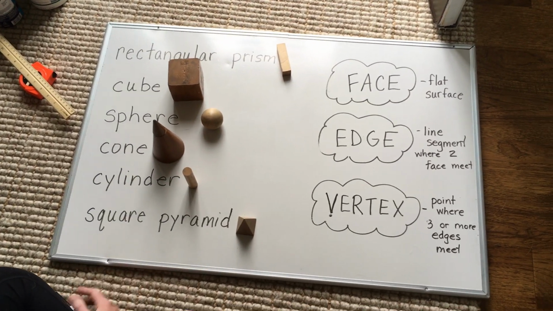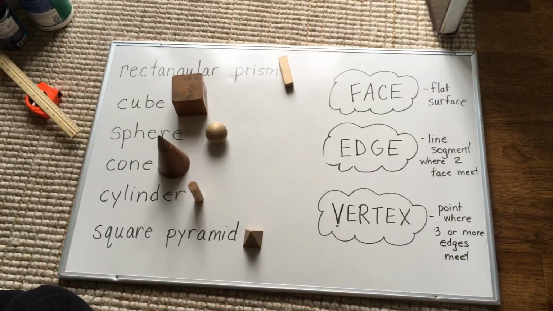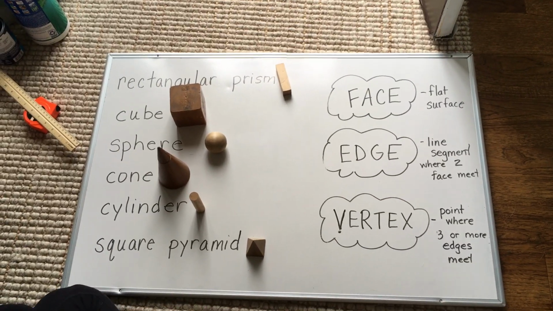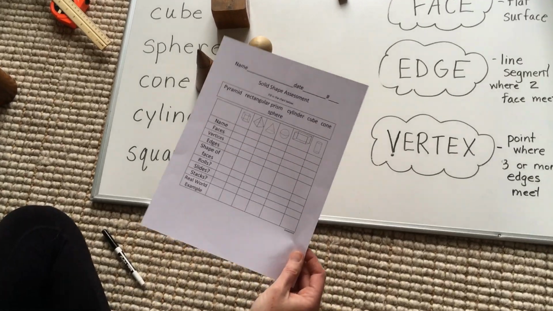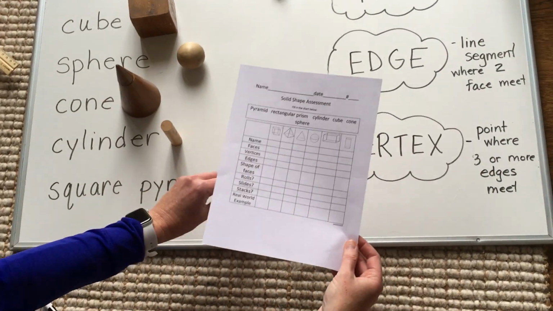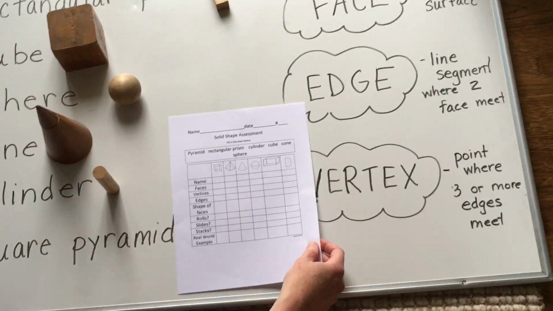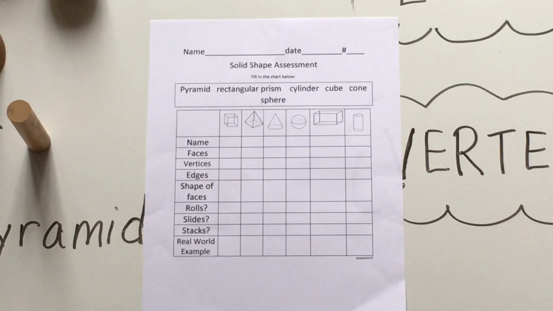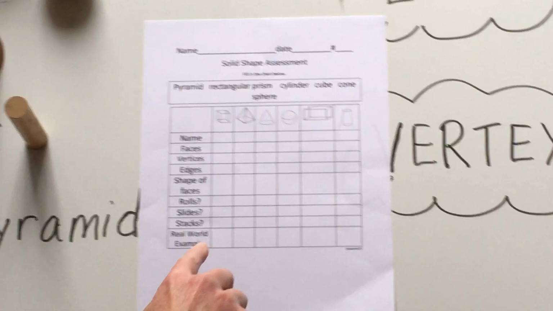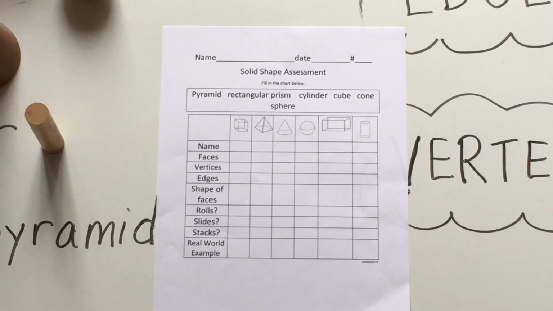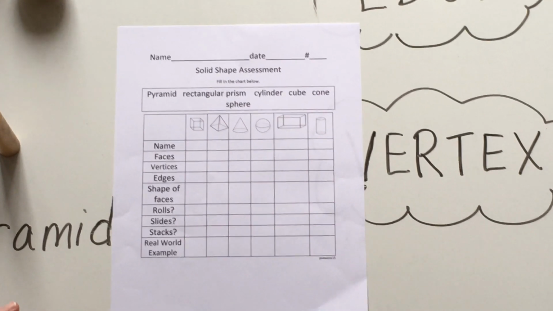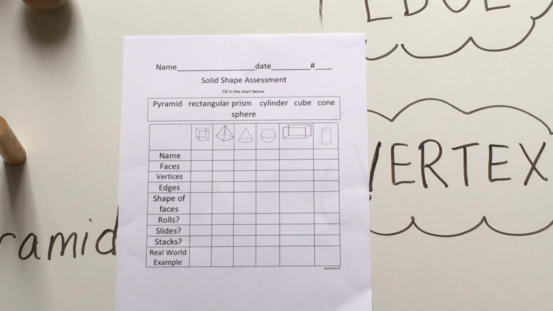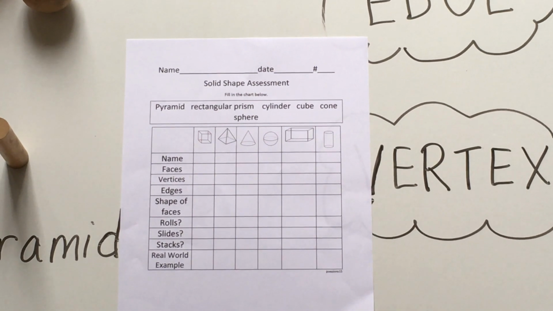Okay, so the first thing you need to do is you are going to do this solid shape assessment, okay? And Jack, can you zoom in for a second for me? Okay, so I made it into a Google slide for you, and we're going to go over all the things that you need to do. But if the Google slide is hard, which I think it is, because I put text boxes in there, if that's too hard, just make your own.